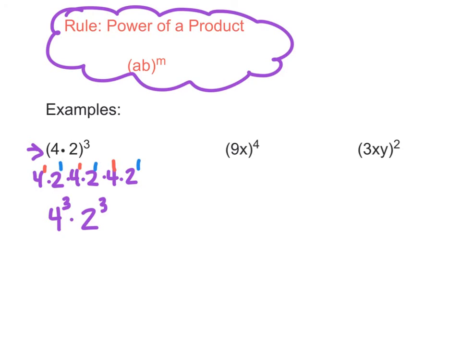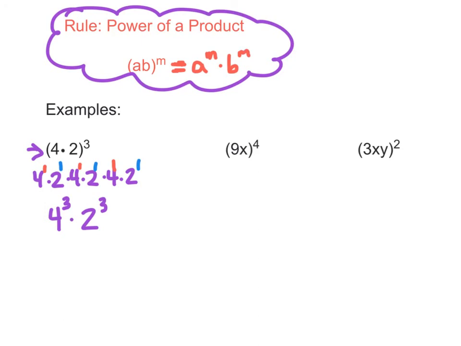So now if we look back up at our original problem, 4 times 2 to the 3rd, what we have is 4 to the 3rd times 2 to the 3rd. So we took this 4 and raised it to the 3rd, and we have this 2 and we raised it to the 3rd. So the rule is a times b raised to the n power is base of a raised to the n times base of b raised to the n.